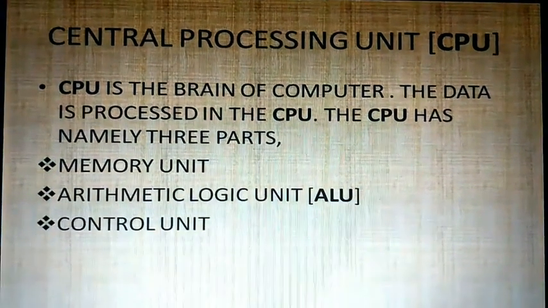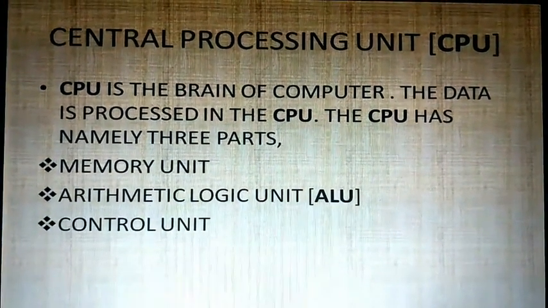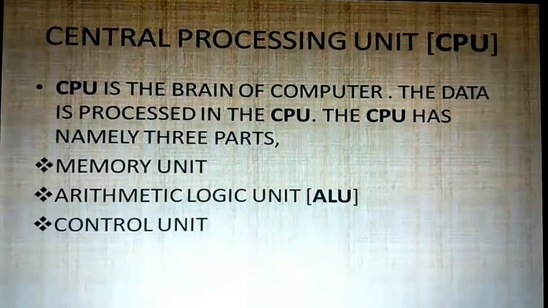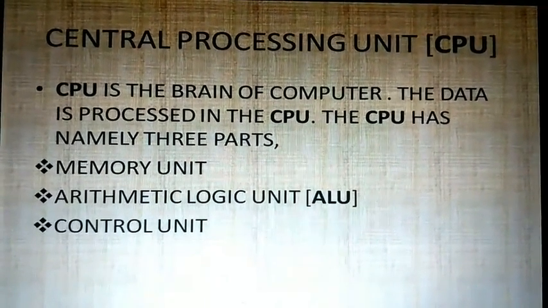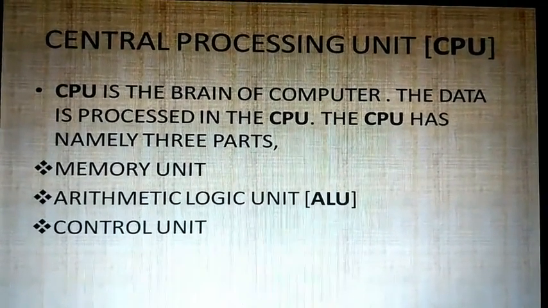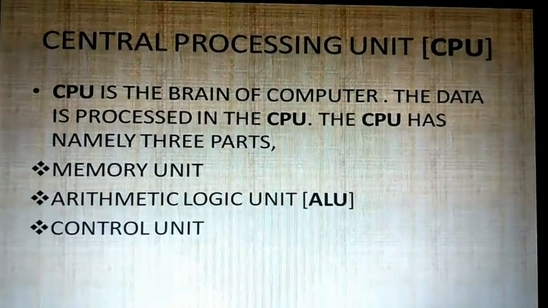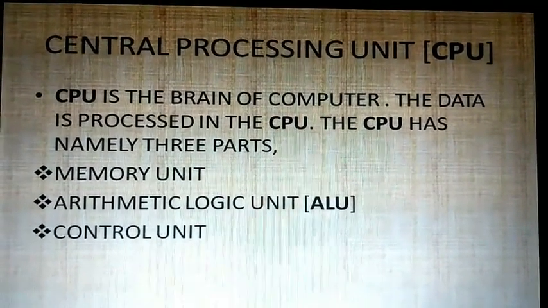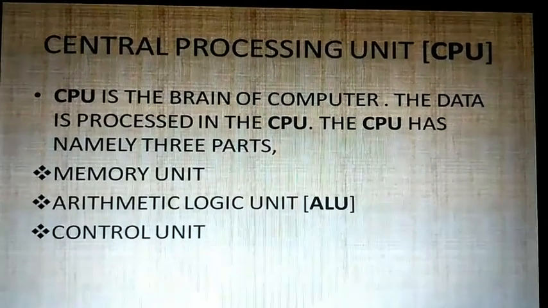Next we are going to see about the central processing unit called CPU. CPU is the brain of the computer. The data is processed in the CPU. The CPU has namely three parts: memory unit, arithmetic logic unit ALU and control unit.